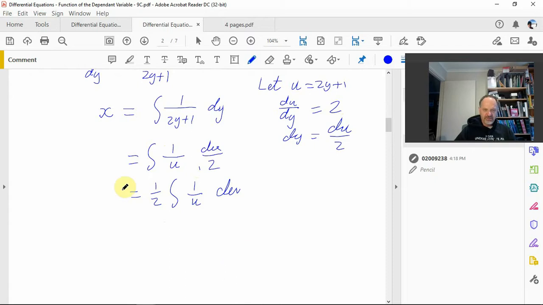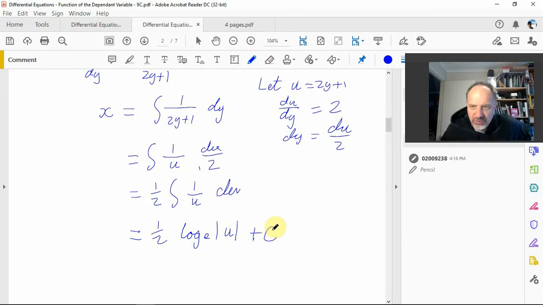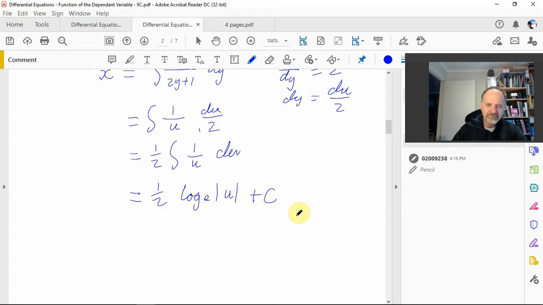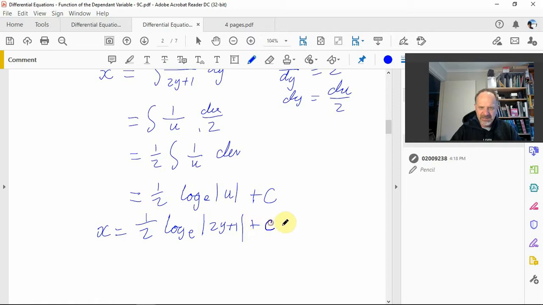Alright, so let's have a look. So then that would be a half, 1 on u, the antiderivative is log to the base e of u, and then plus c. So that's what it said, the general solution. And so that's what I said earlier, there's going to be a plus c in there somewhere, and here it is. All right, so let's substitute back then, and so x is equal to a half log to the base e of the magnitude of 2y plus 1 plus c.